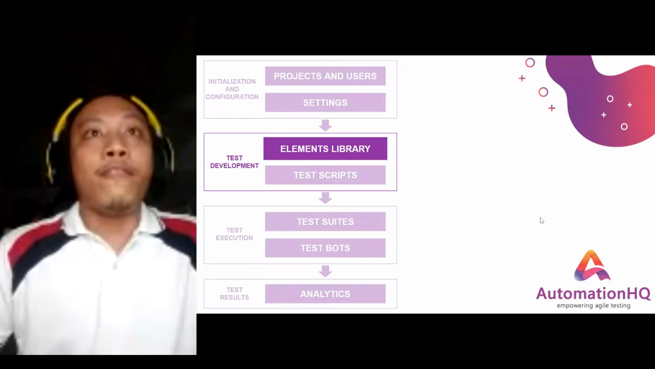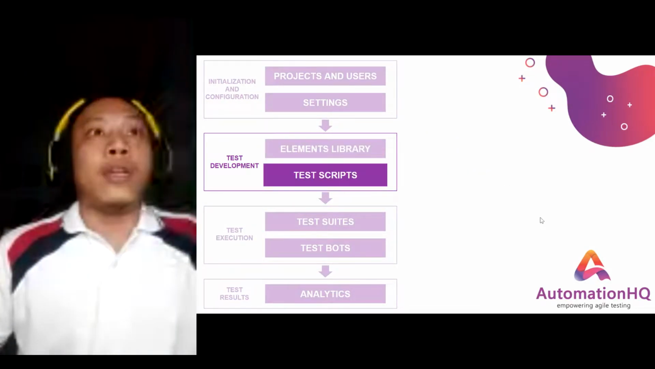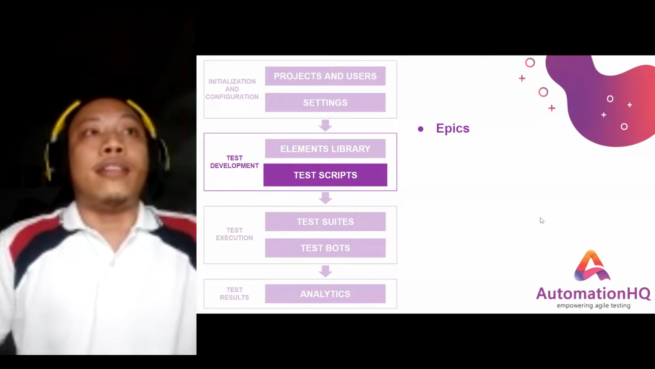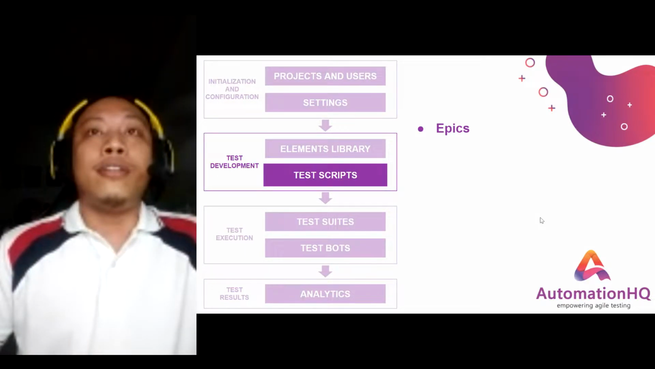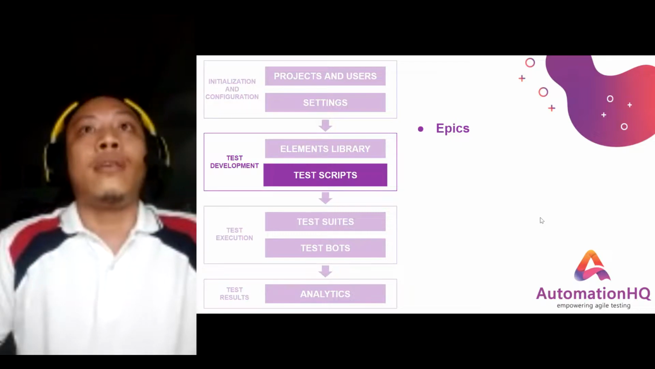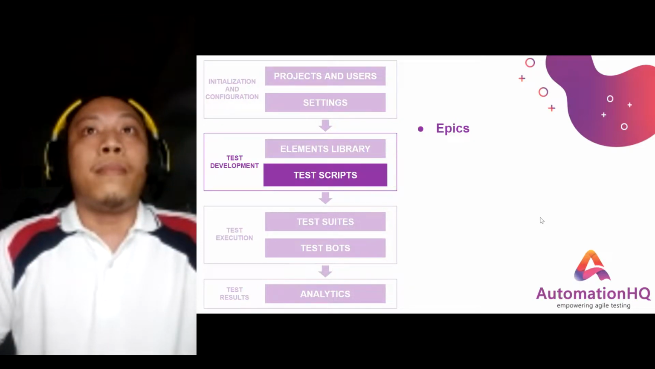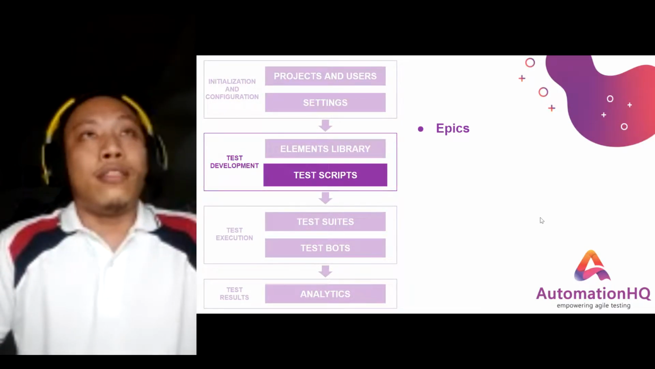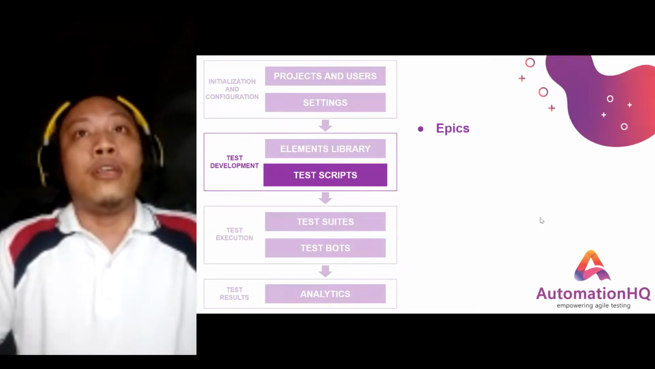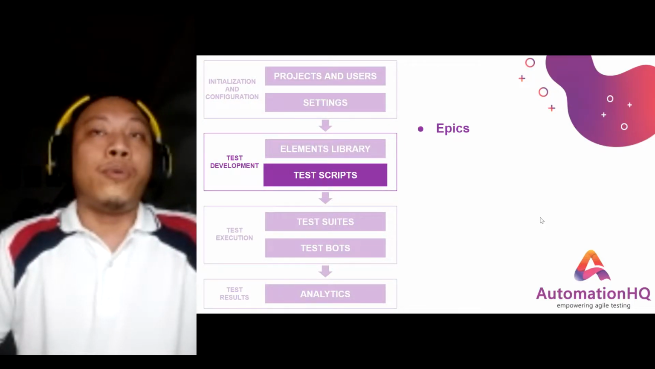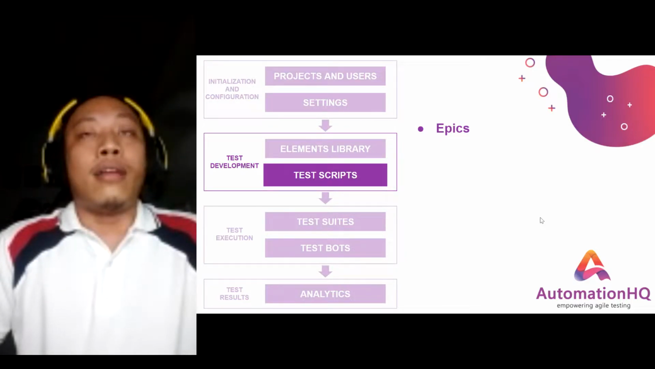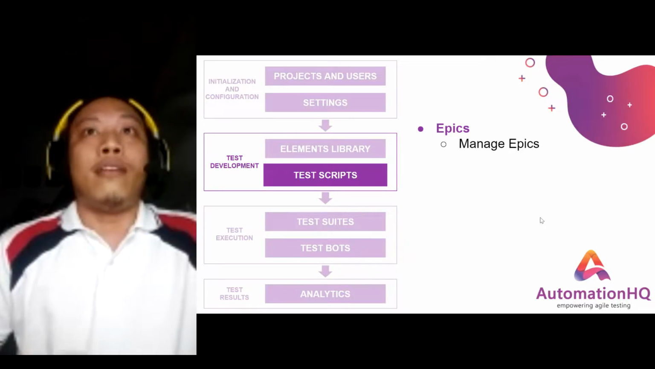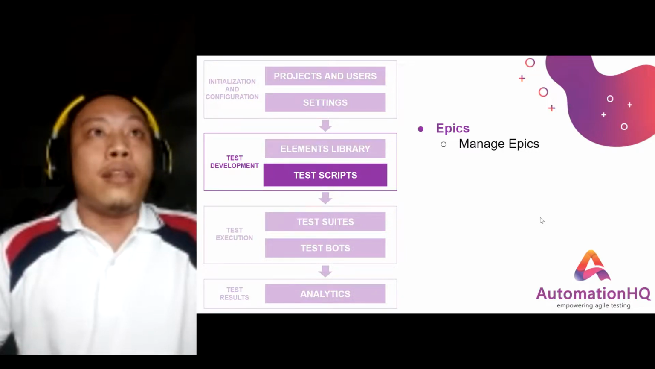So after we have created those elements, we can go ahead and start creating our test scripts. Under the test scripts, we have the epics. The epics basically are just the categorization for your test scripts. So let's say, for example, you have smoke testing, and on the other hand, you have regression testing. You can create two epics, one for smoke testing and one for regression testing. Under epics, you can manage those epics as well. So add, create, delete, or edit those epics.